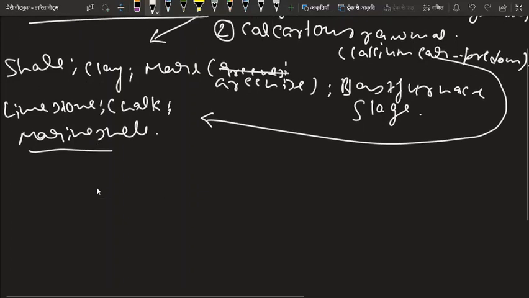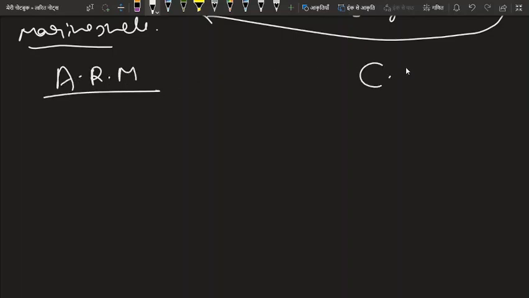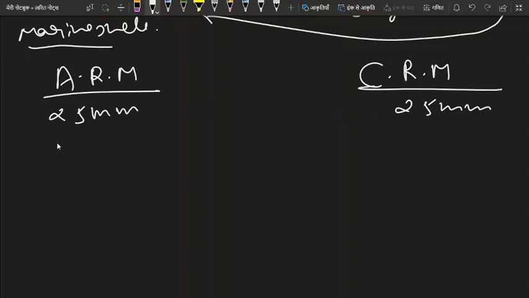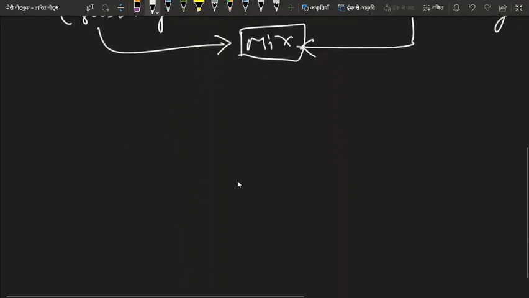So what do we do with these two raw materials, argillaceous raw material and calcareous raw material? We take 25 mm of this and 25 mm of this, crush them, and mix both of them properly. After mixing we do calcination.